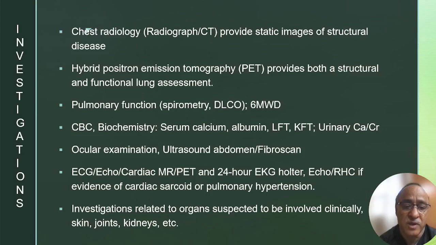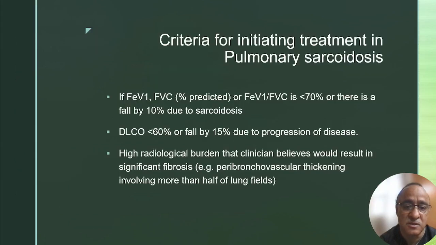We get an idea of the other system involvement by getting the CBC and the blood chemistry. Serum calcium, urinary calcium, liver function and kidney function have got to be done because they can be involved. Ocular examination, ultrasound abdomen and fibroscan can be required to assess the liver and the eyes. We need to assess for cardiac sarcoid by an ECG and echo and a cardiac MR or PET scan. A 24-hour Holter might be required if there is evidence of dysrhythmia. Echo and right heart catheterization may be required in patients who have cardiac sarcoid or pulmonary hypertension. And we must also investigate patients with various appropriate investigations that are relevant for the organ system that we suspect involvement of clinically, be it skin, be it joints, or the kidneys.